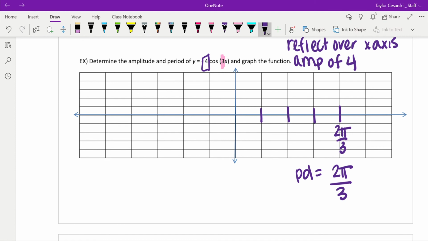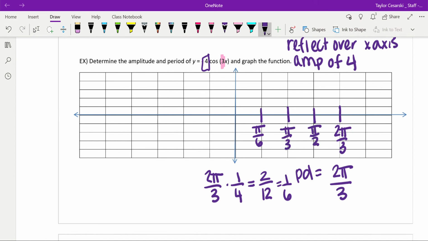So this is 2/3. So I have to think about, well, what could break down if I divide that by 4? 2/3 divided by 4, or multiplied by 1/4. So that gives me, and I can just ignore the pi for right now, 2/12 or 1/6. So pi over 6, 1/6, 2/6, 3/6, and 4/6, which is 2/3. And I'm going to do the same thing going this way.